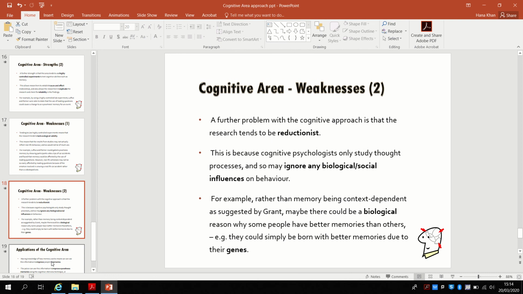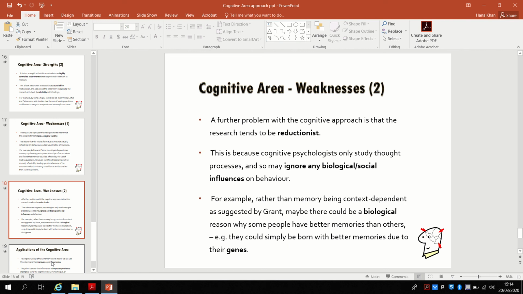And the last weakness is a further problem with the cognitive approach is that it tends to be reductionist. Now, hopefully you guys remember what reductionism means, but it's this idea that behavior can only be explained as being down to one thing generally, or one kind of component. So for the cognitive area, they only believe that it's your thinking that affects your behavior and nothing else, just those internal mental processes. They don't look at biology and they don't look at upbringing. So a further problem with the cognitive area is that it's reductionist.